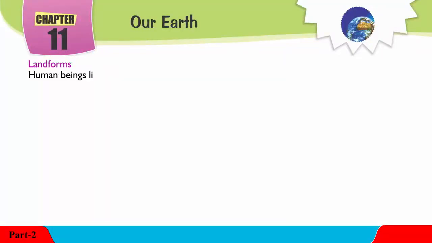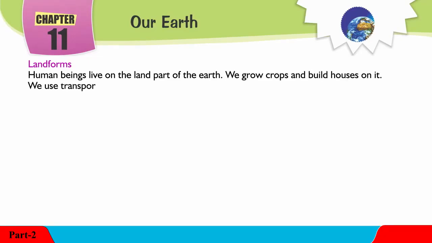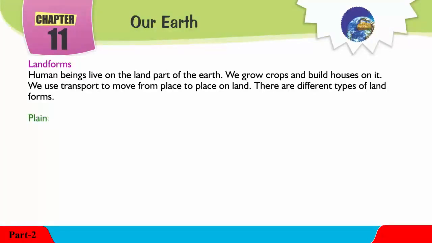Land forms. Human beings live on the land part of the Earth. We grow crops and build houses on it. We use transport to move from place to place on land. There are different types of land forms.